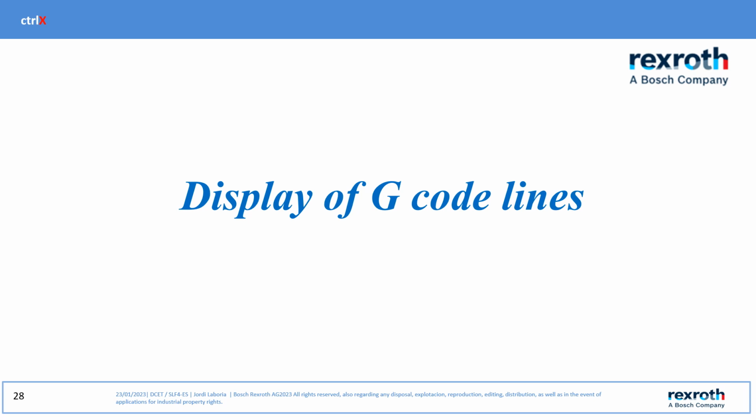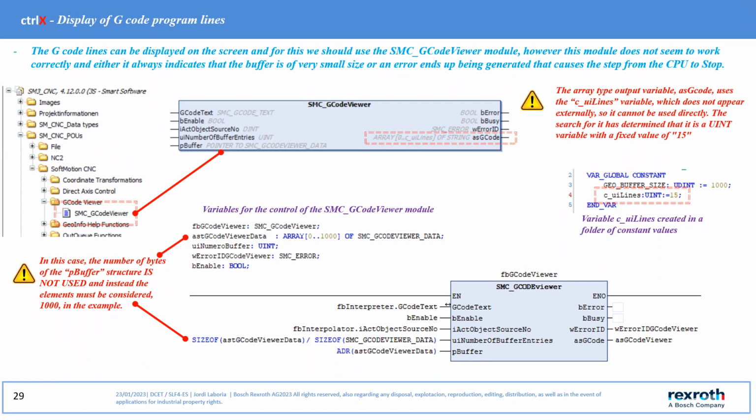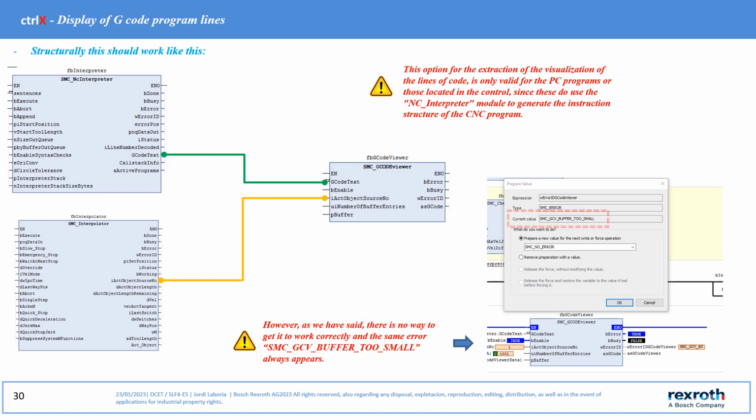Display of G code lines. In this image, we have the way to extract the numbers of the lines of execution of the current program. However, the tests carried out have not worked correctly and the system did not show the current line number. So for the moment I have ruled out its use. Probably there is an error in the program itself, or in some of the option signs the buffer is too small error always appears.